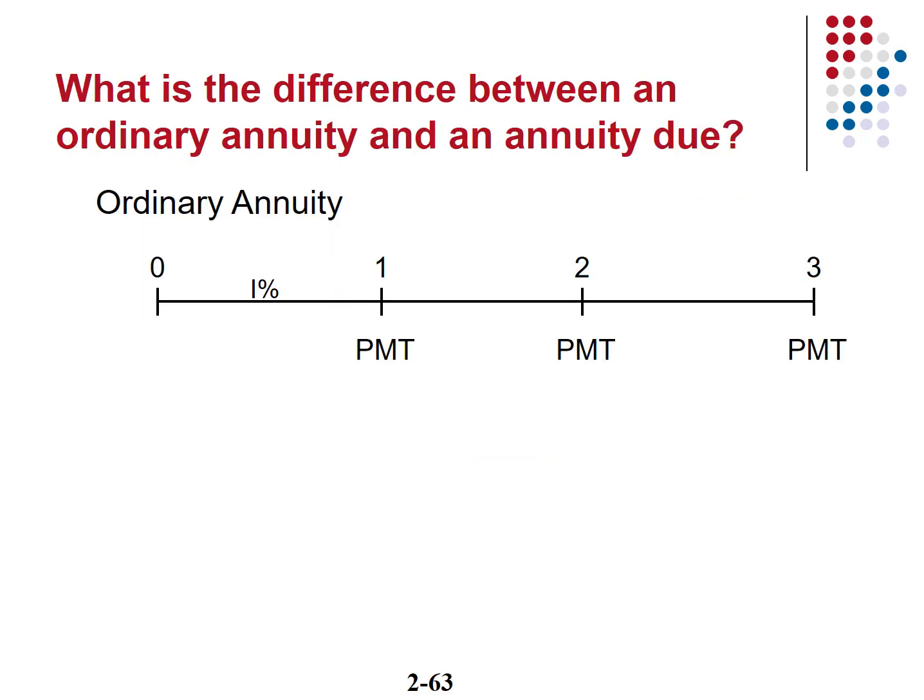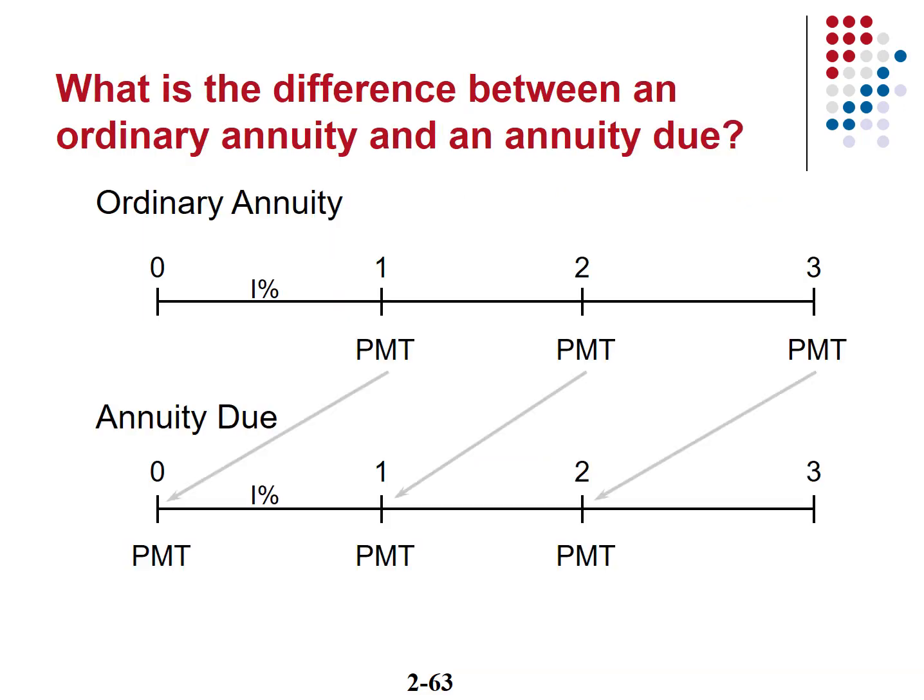These timelines show the difference between an ordinary annuity on the top and an annuity due. Same number of payments, but with an annuity due, they all occur 1 period sooner. This drives a technique to solve for the value of an annuity due that we'll look at on upcoming slides.